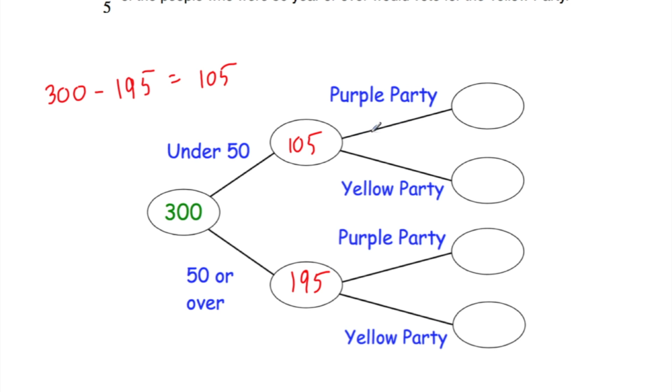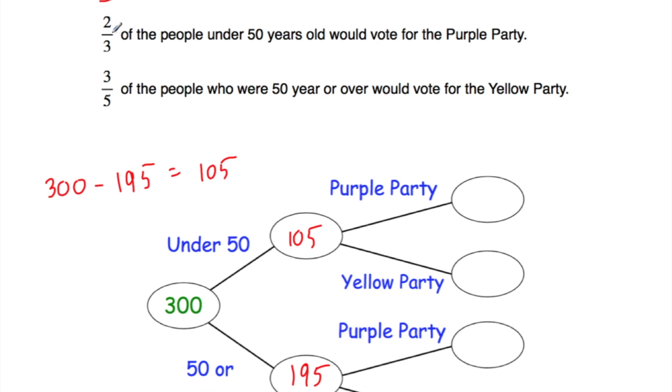And now we need to find out how many of each of these categories, the under 50s and the 50 and over, voted for either the purple party or the yellow party. So we go purple party, yellow party, purple party, yellow party. We're told that 2/3 of the people under 50, so 2/3 of these people would vote for the purple party. So if we work out 2/3 of this number, that's how many would vote for the purple party.